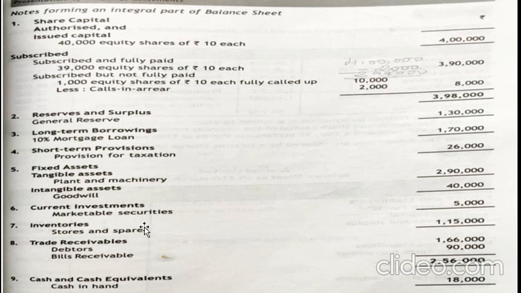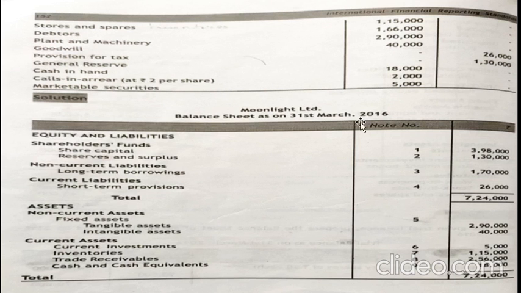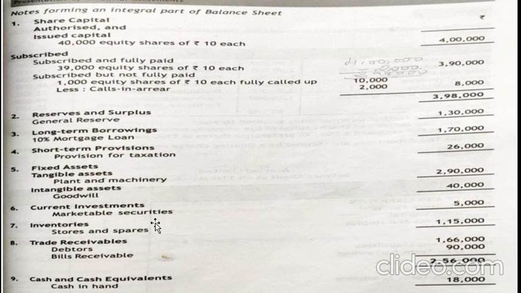Next we have your current investments. The current investments you have made are marketable securities, which are given in the problem, 5,000. It comes under current investments where the security is being traded openly, sold and bought immediately. So marketable securities is 5,000.